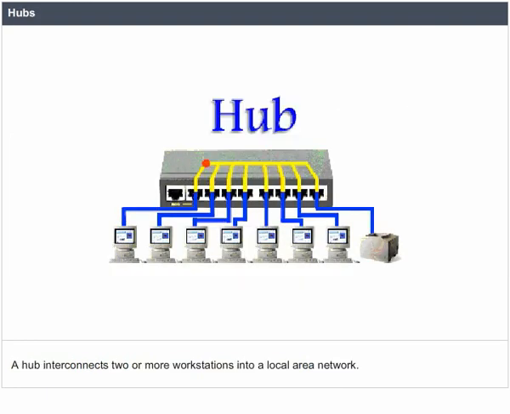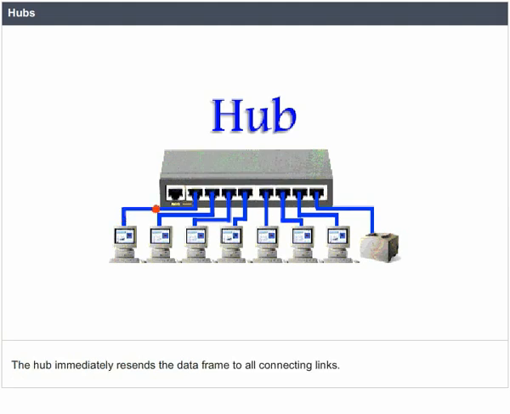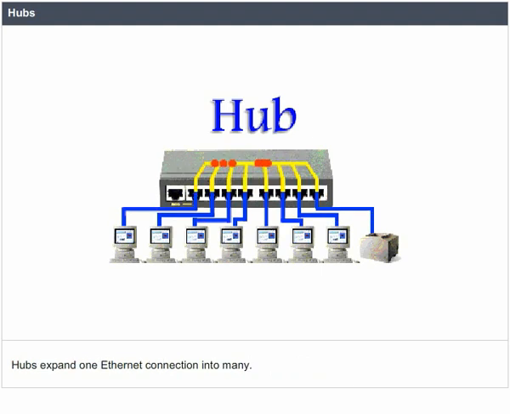Hubs. A hub interconnects two or more workstations into a local area network. When a workstation transmits to a hub, the hub immediately resends the data frame to all connecting links. Hubs expand one Ethernet connection into many. For example, a 4-port hub connects up to 4 machines.